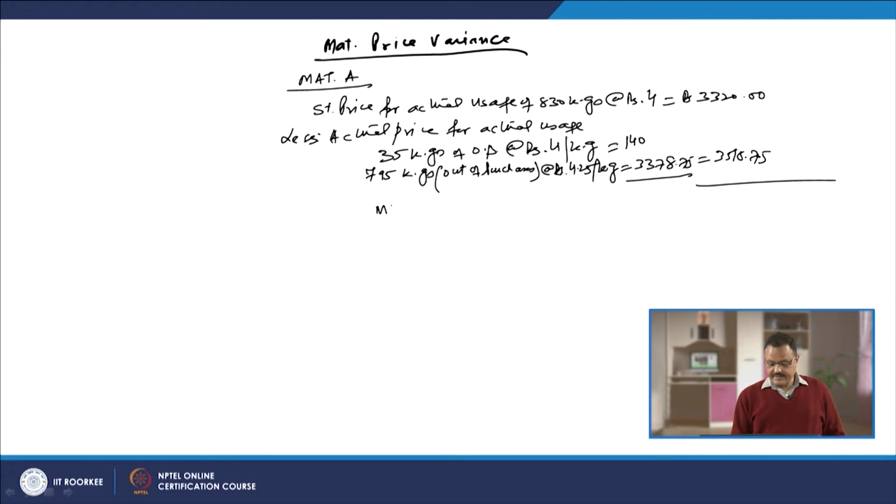So finally, you can calculate the material price variance. The material price variance, MPV for A, will be how much? This amount will come out as rupees 198.75, and this will come up as adverse, that is unfavorable. So in case of the first, the information helps us understand that for material A, input A, we have paid a higher actual price for buying the material as against the standard price.